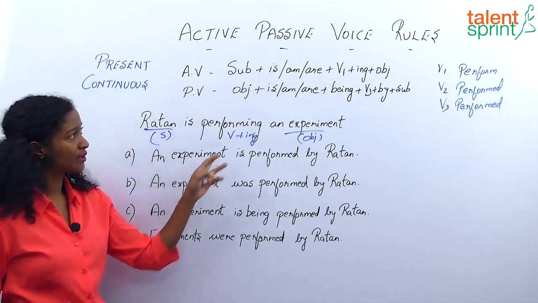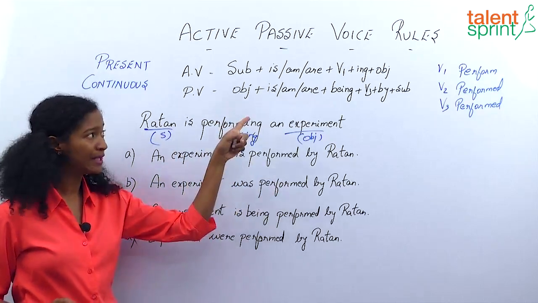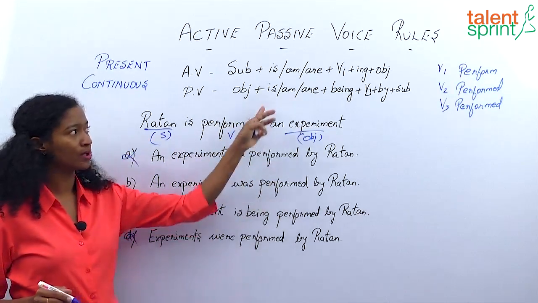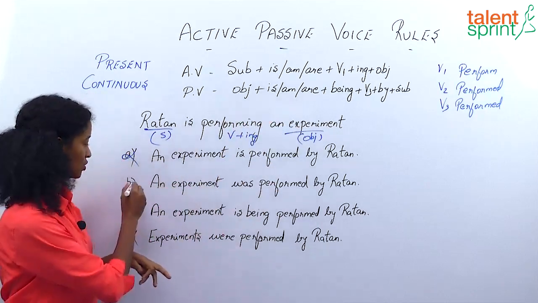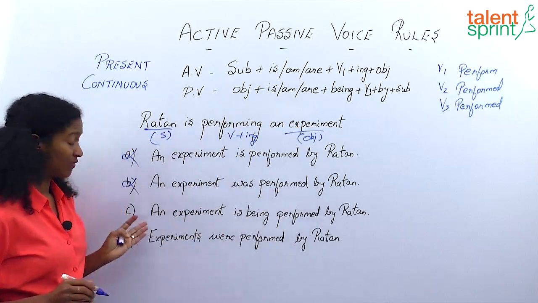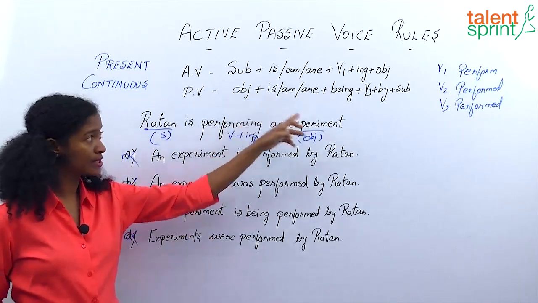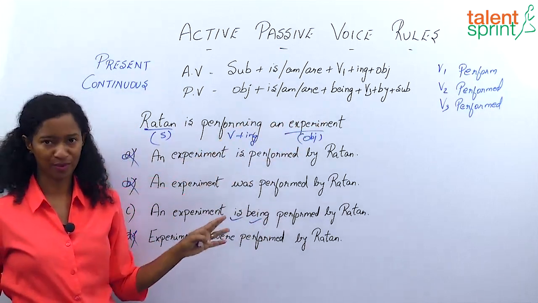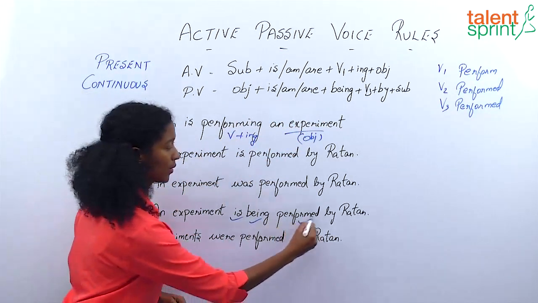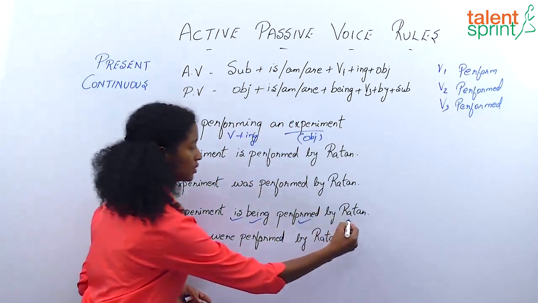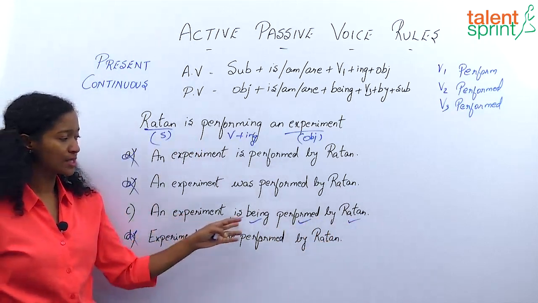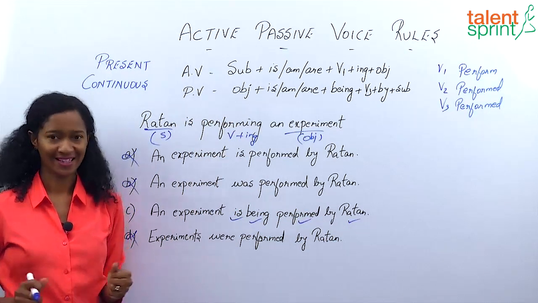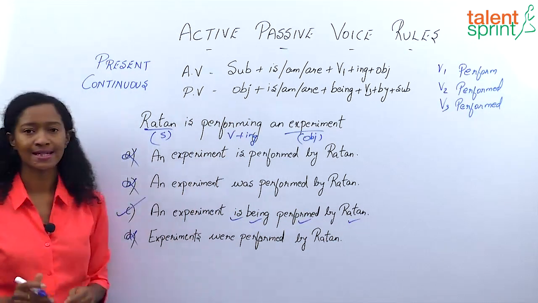A, an experiment is, and I don't have being, right? So I can eliminate option A. B, an experiment was performed. I have is, am, are and not was, so B also is eliminated, and we are left with only C. An experiment is being performed, verb 3, perform, performed, performed, right? Verb 3 is also there, by, our subject is also there, right? So object is being verb 3 by subject. Is that the form that we need? Yes. Okay, so our answer is option C.